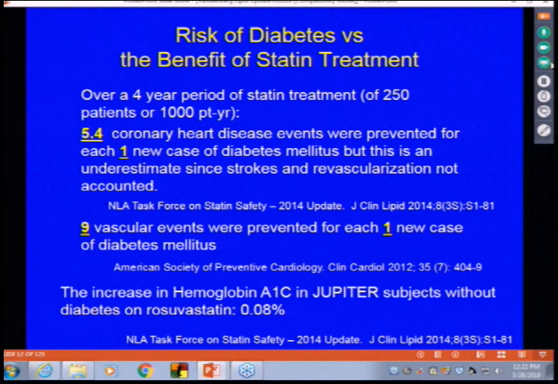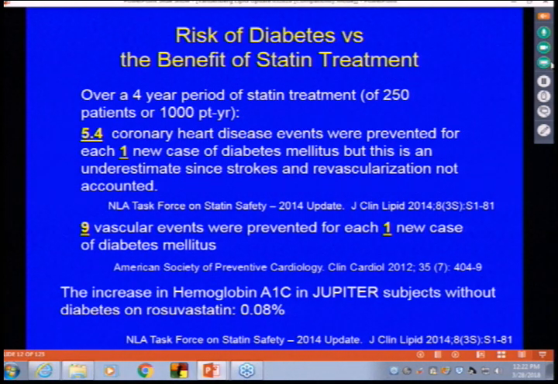So if you have a statin trial and you have a group of patients who are treated for this duration, you'll anticipate one new case of diabetes, but the trade-off is you'll prevent 5.5 coronary heart disease events. The American Society of Preventive Cardiology estimated 9 events per one new case. So you get the feeling that there's this risk-benefit.